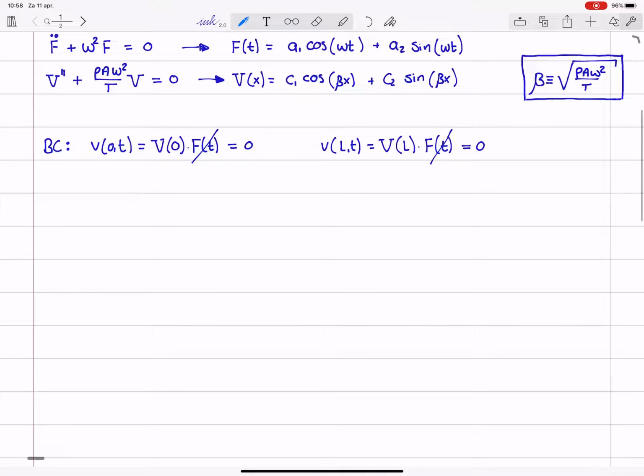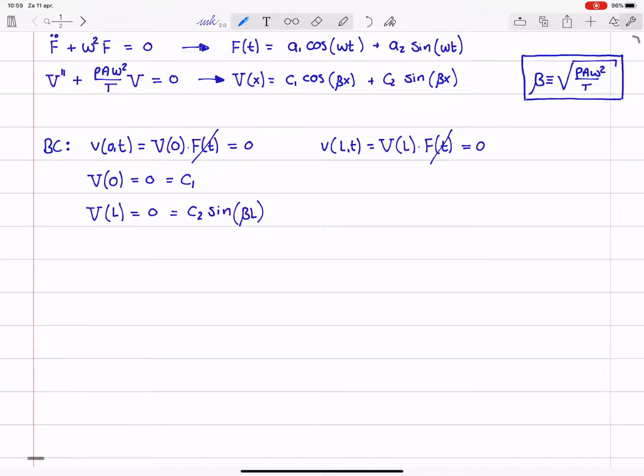So let's use these boundary conditions on the general solution for V as a function of x, and let's see what happens. When we demand that V at 0 should be 0, we substitute it and conclude that c1 must be 0. Hence, there are no cosines in this shape of string. And then finally, when we have V at L equal to 0, c1 is already 0, so we have that this should be c2 times the sine of beta L.